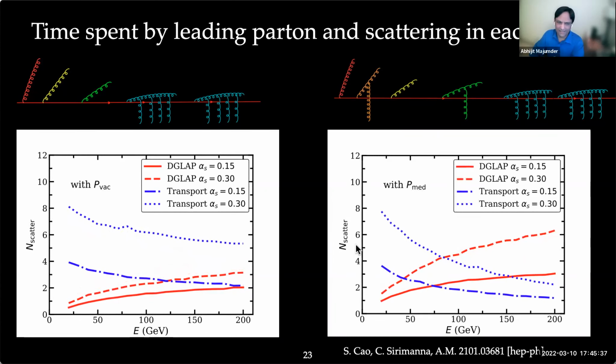And I'm not going to go through this in detail, but it's pretty much the same picture: even with the number of scatterings that you encounter, just because you spend so much more time now as you go to higher energy in this phase, a large part of the evolution of the core of the jet is in this high virtuality phase. Okay.